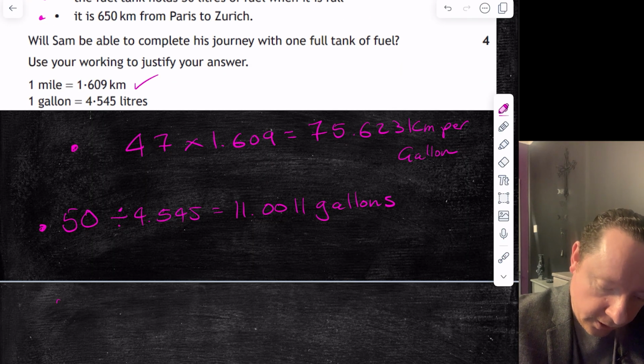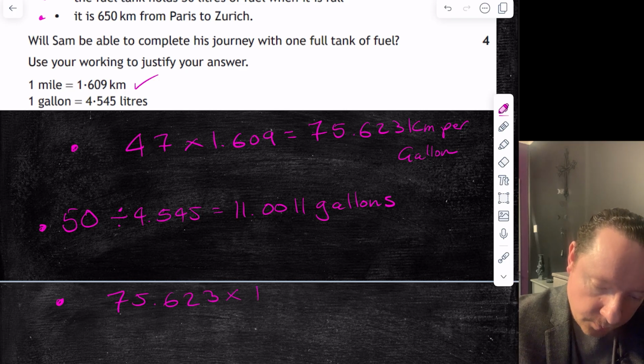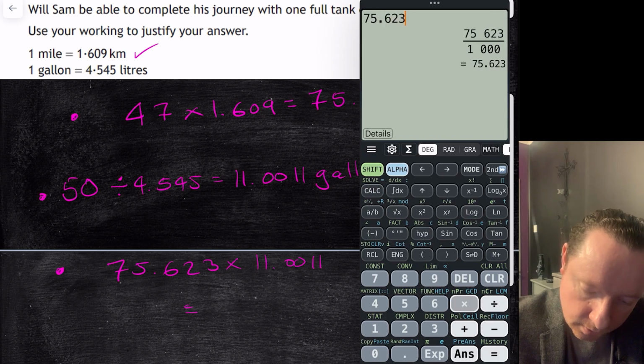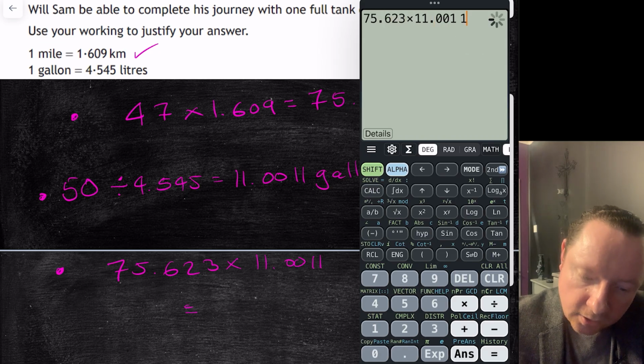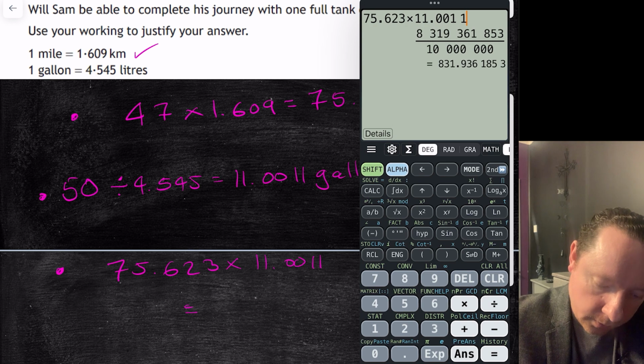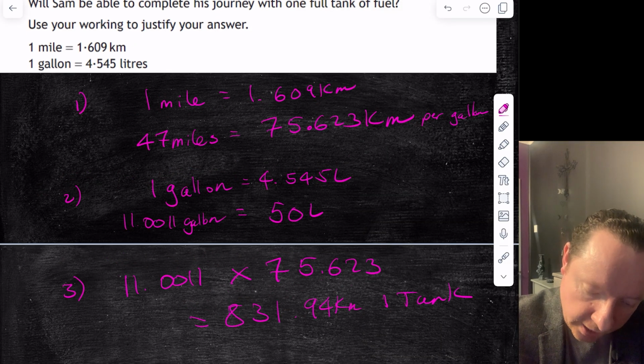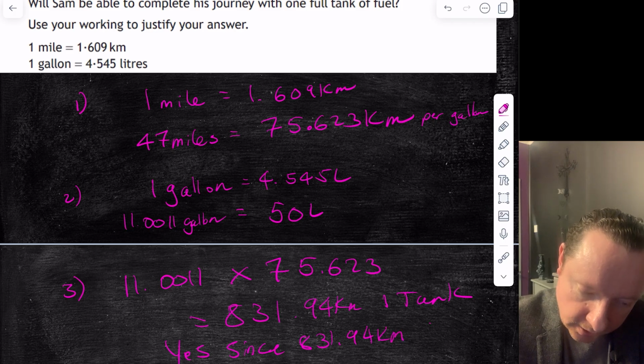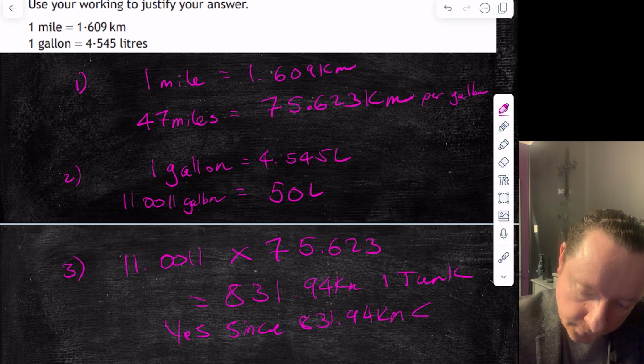So for bullet point 3, I'm doing 75.623 times 11.0011. That gives me 831.94 kilometres. So the answer is yes, since 831.94 kilometres is more than 650. Now there's other ways to tackle this question.